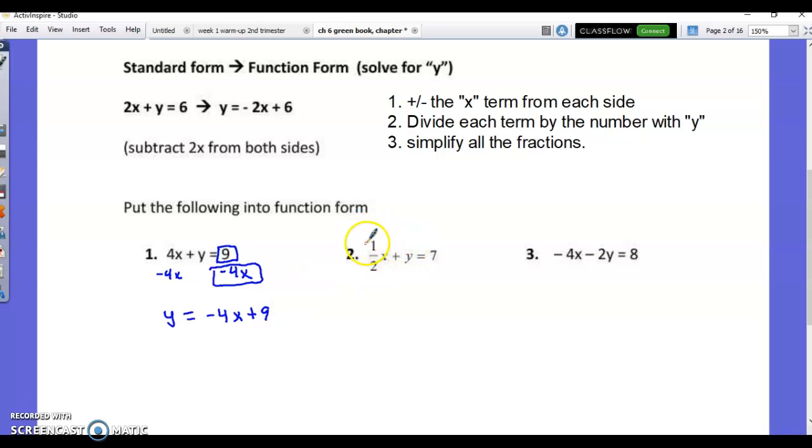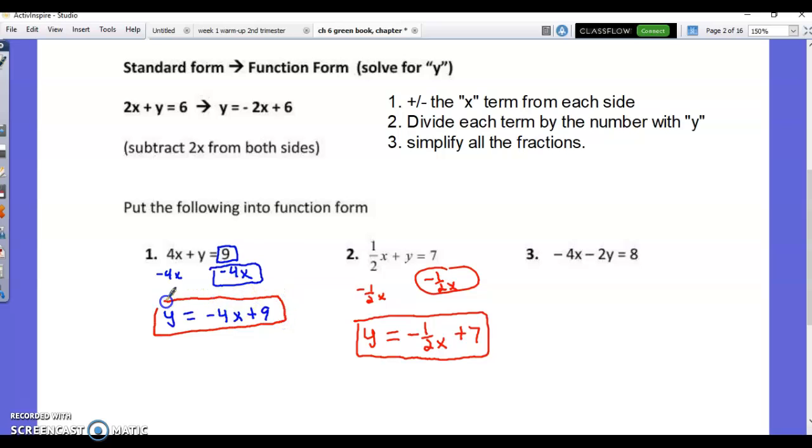All right, so on number 2, we have the x term is a half x. So we can subtract a half x from each side. So I'm going to rewrite this as y equals, and then write this one first, -half x, and then write the plus 7 next. And that would be our final answer for that one as well.